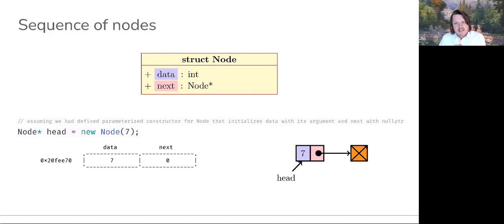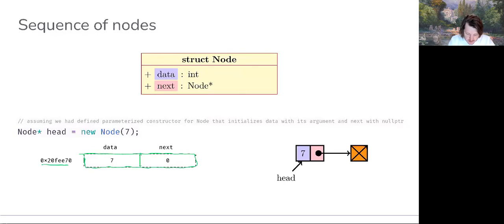We can go ahead and create a single node on the free store by writing new node and assuming there's a parameterized constructor, which will take an integer value to initialize data with, as well as initializing next with the null pointer. We could see here that a node at some address, so here's the address, would be returned if we requested a new node with the initial value of data of 7 on the free store. Notice here that null pointer is going to be represented by the integer value of 0.